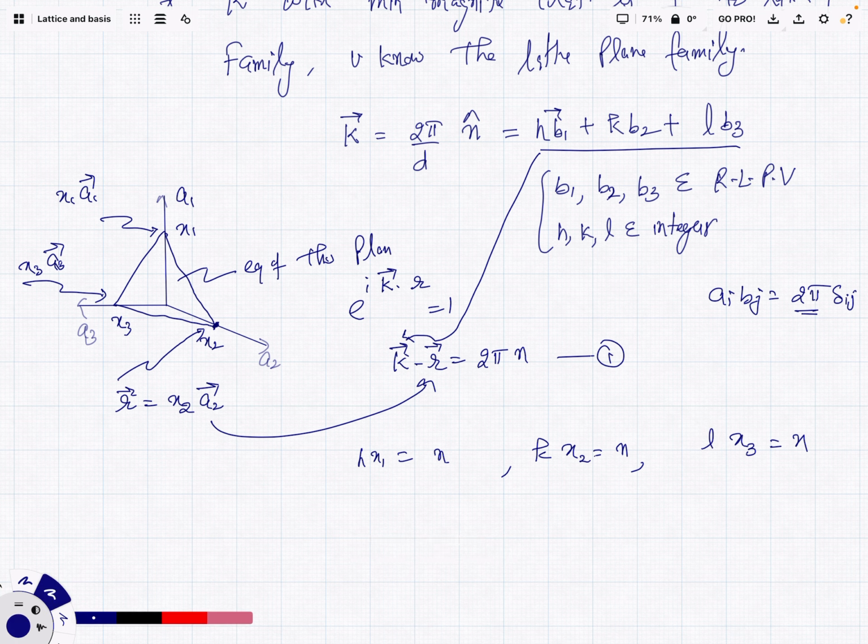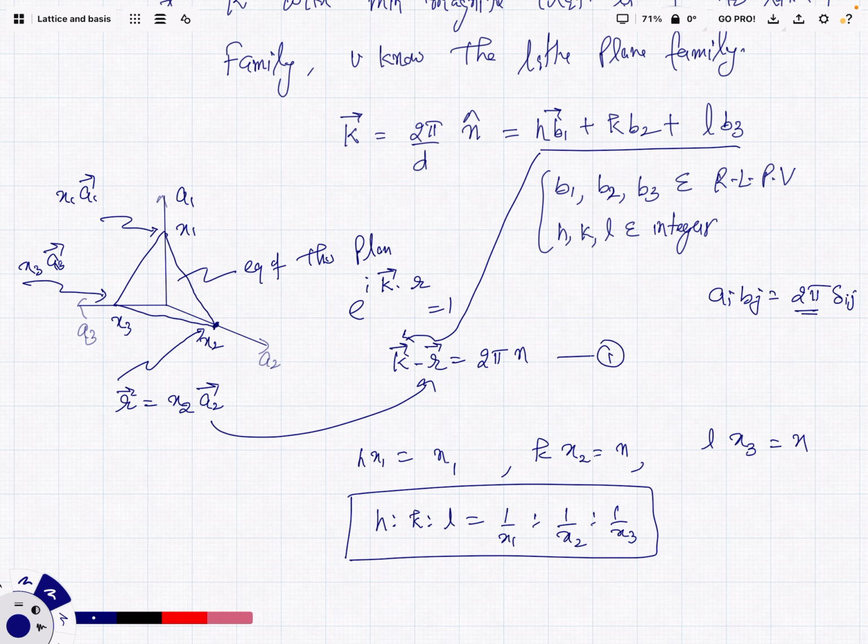Now I can take the ratios. I take the ratio h ratio k ratio l is equal to 1 by x1 ratio 1 by x2 ratio 1 by x3. If I have these 3 equations and take the ratio, these integers will cancel and I get h ratio k ratio l is 1 by x1 ratio 1 by x2 ratio 1 by x3.